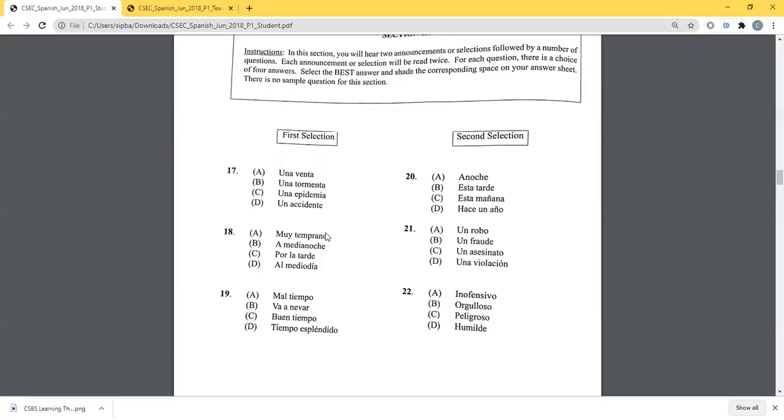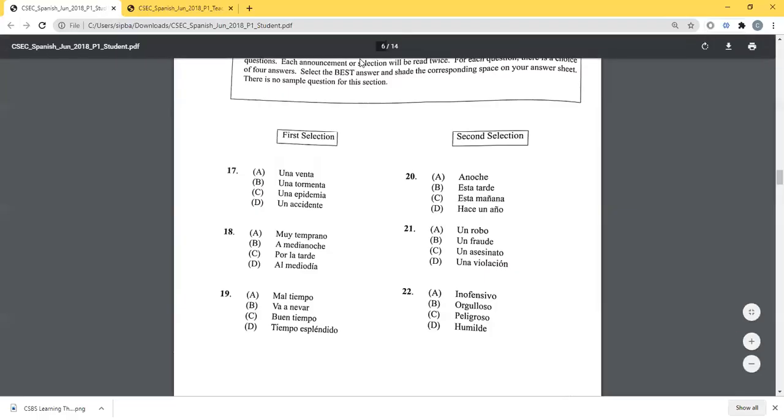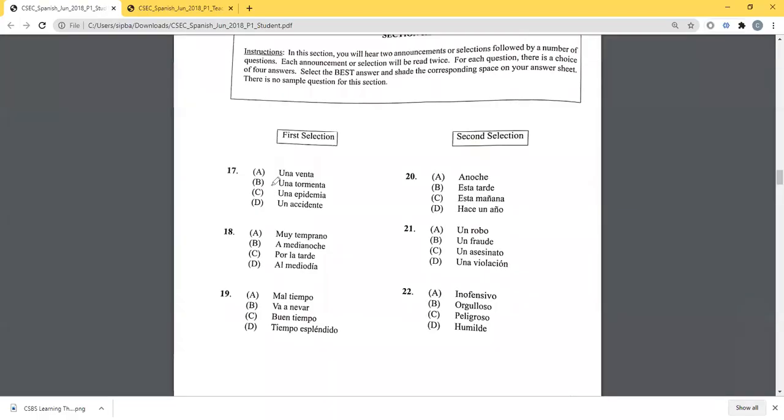So question 17, ¿de qué trata el aviso? What is this announcement about? All right, it is about a storm, una tormenta. Right, the word tormenta is another word for storm. So tempestad, tormenta, they are all storms, right? Not a sail, not an epidemic, not an accident.